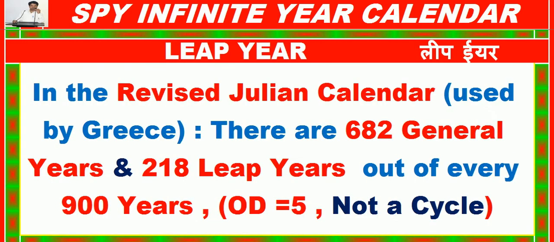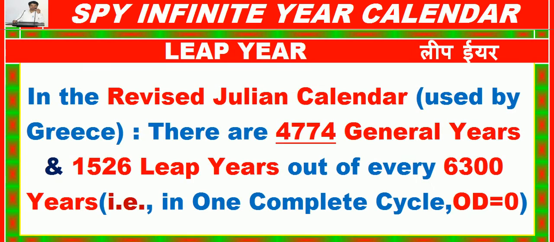In the revised Julian calendar used by Greece there are 682 general years and 218 leap years out of every 900 years. OD equals 5, not a cycle. In the revised Julian calendar used by Greece there are 4774 general years and 1526 leap years out of every 6300 years, that is, in one complete cycle OD equals 0.